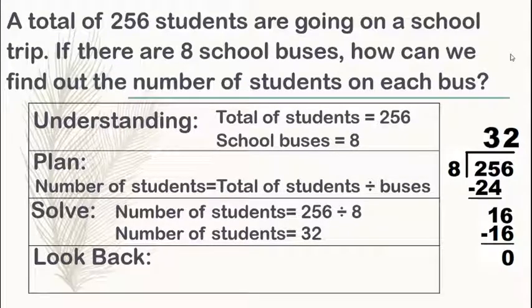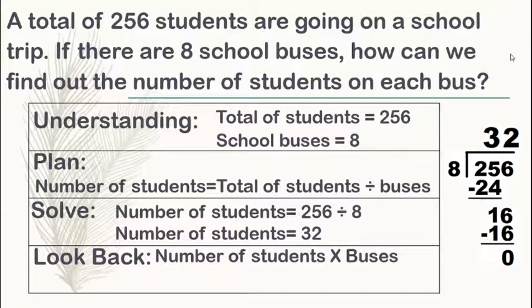Because we don't have any remainder, we'll just multiply our number of students times the buses. We'll now multiply 32 times 8, which is equivalent to 256. If your look back answer is the same as your dividend, then your answer is correct.